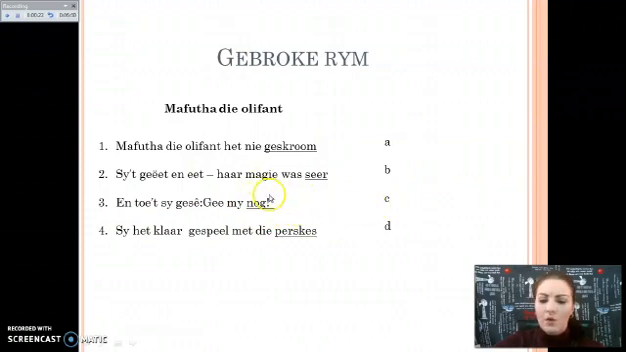Interesting. Nog does not rhyme with seer or geskroom, so it gets a new alphabet letter. Number 4 ended with perskes. Now perskes does not rhyme with nog, nor seer, nor geskroom, so it gets a different alphabet letter. And can you see it's A, B, C, D.